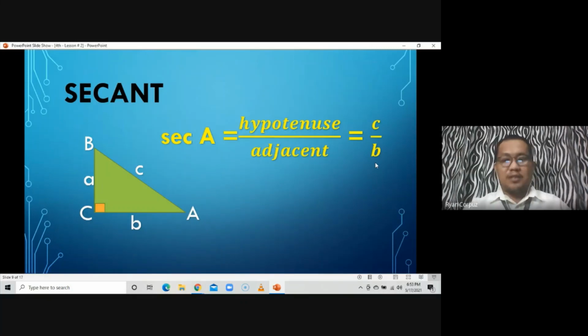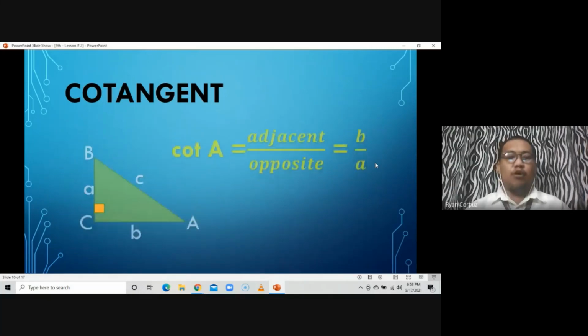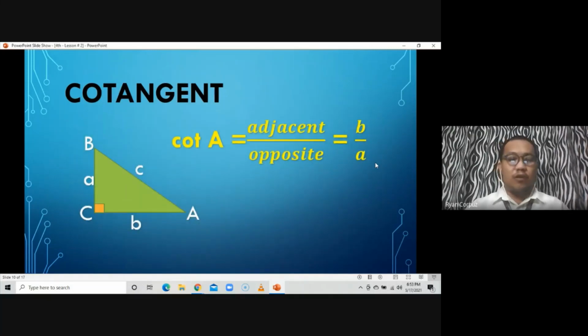Next, the last is what we call cotangent. So you already have an idea: cosecant is the opposite of sine, secant is the opposite of cosine, and cotangent is the opposite of tangent. For tangent, TOA, it is opposite over adjacent. So cotangent is adjacent over opposite.